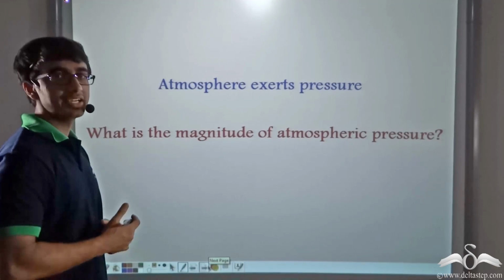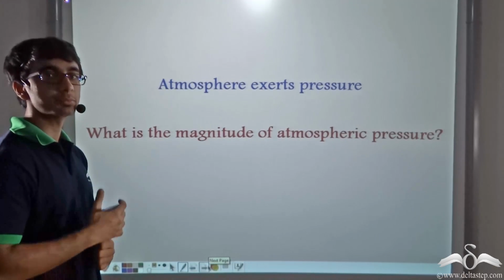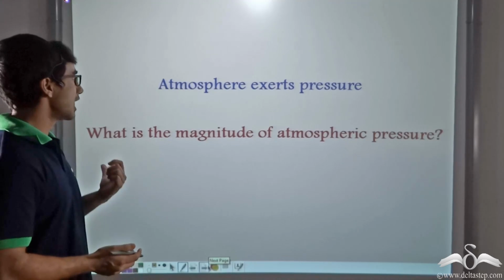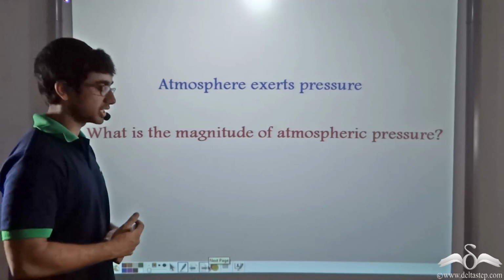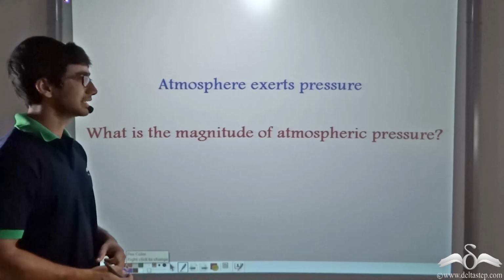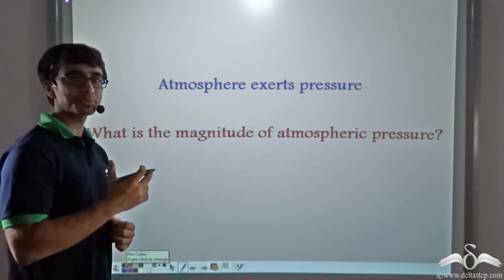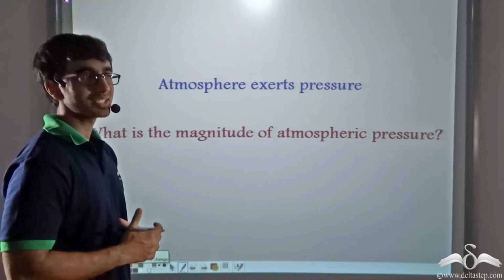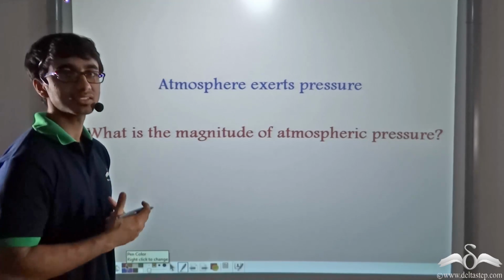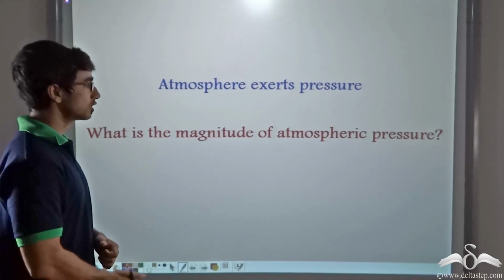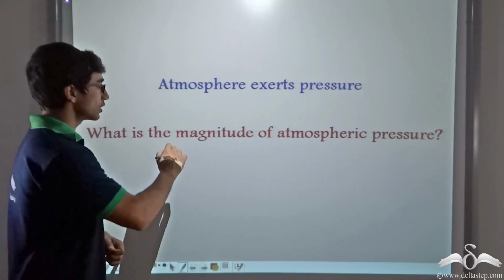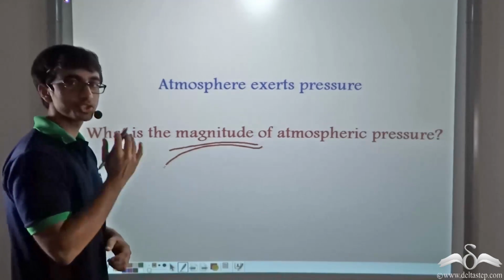Now we have studied all about how the atmosphere is exerting a pressure on us. Now, how much do you think is the atmospheric pressure? When I am saying that there is atmospheric pressure on us, the term might seem quite abstract to you, and you might wonder how big or how large this atmospheric pressure is. Or speaking in scientific terms, what is the magnitude of atmospheric pressure?